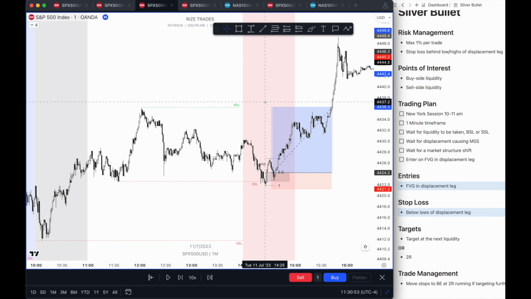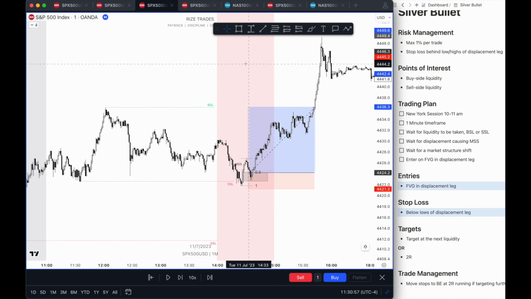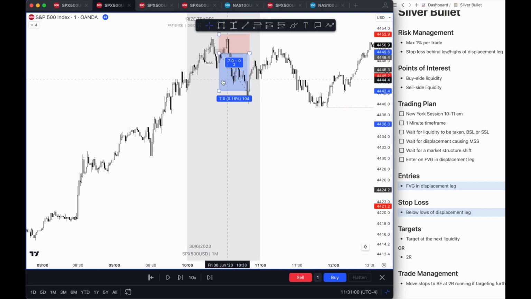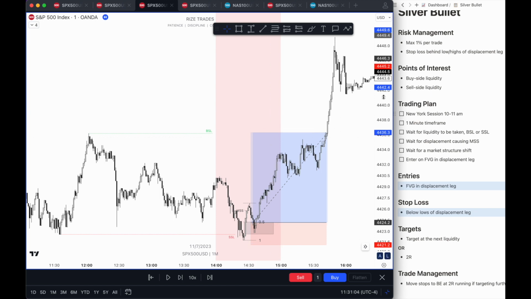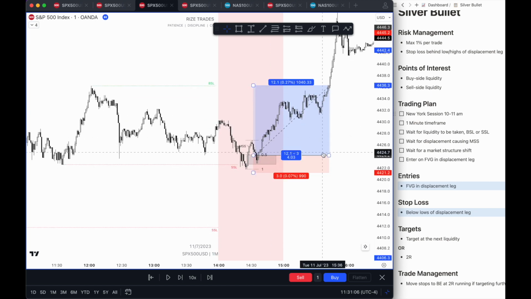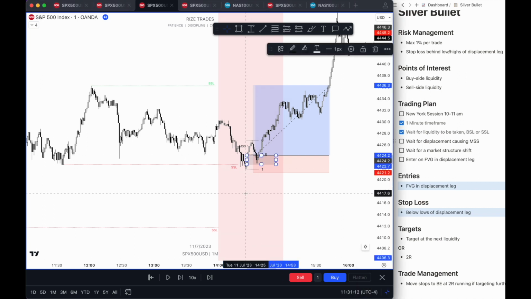So this next setup was actually the New York PM session. As you can see, this is the red box. The AM session is these grey boxes. So New York session PM, this one was taken in the live session again. So 1 minute time frame. Wait for liquidity to be taken, buy side or sell side. Have we taken sell side liquidity here?